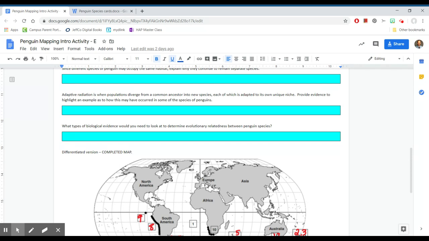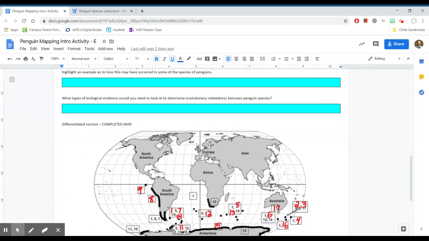Adaptive radiation is when populations diverge from a common ancestor into new species, each of which is adapted to its own unique niche. So, looking at our penguin ID cards, thinking back about those different species and those different physical traits they have, we want to provide evidence to highlight an example as to how this may have occurred in some species of penguins. So, why would some penguins start to look different and start to diverge from that common ancestor based on its niche or its role in its habitat?